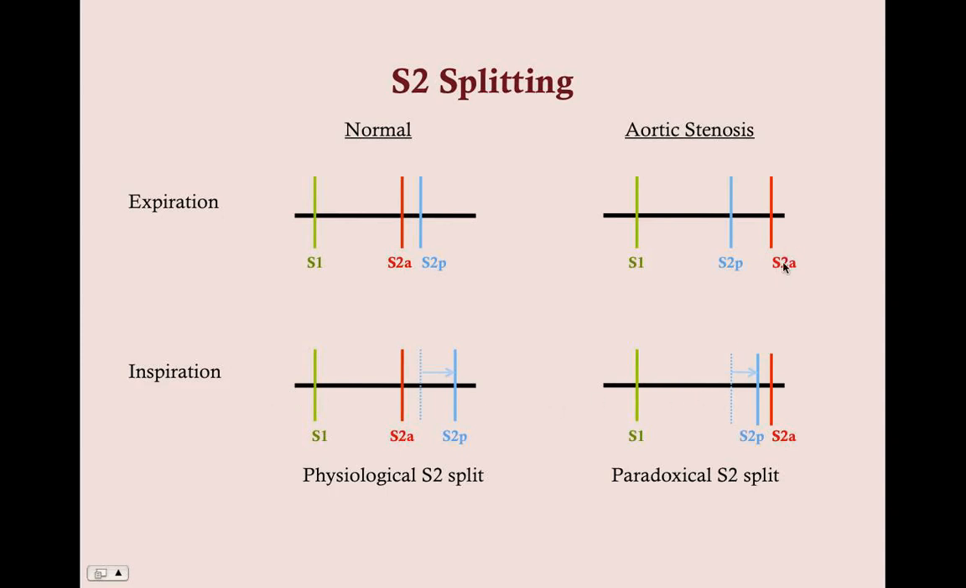But because our aortic valve is closing so much later, when the pulmonary valve closes later, now the two sound like one because they're closer together. So you have a split during expiration, and during inspiration, even though your pulmonary valve is closing later, it's now met up with the later closing aortic valve, and so you get no split. And so this is paradoxical because you get splitting during expiration instead of during inspiration, which is the opposite of the way it should be. So that is a paradoxical S2 split, and it happens during aortic stenosis.